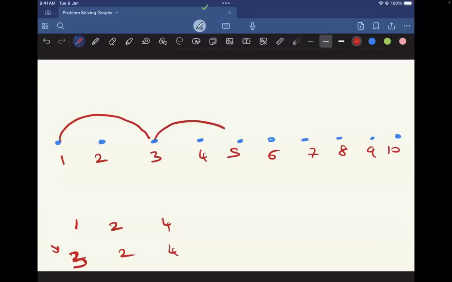Then you have 3 to 5. This is 2 into 2, this is 3 into 2, and then this is 4 into 2. So do you agree for the first test case, these are the arcs that we are forming? Yes or no, guys?